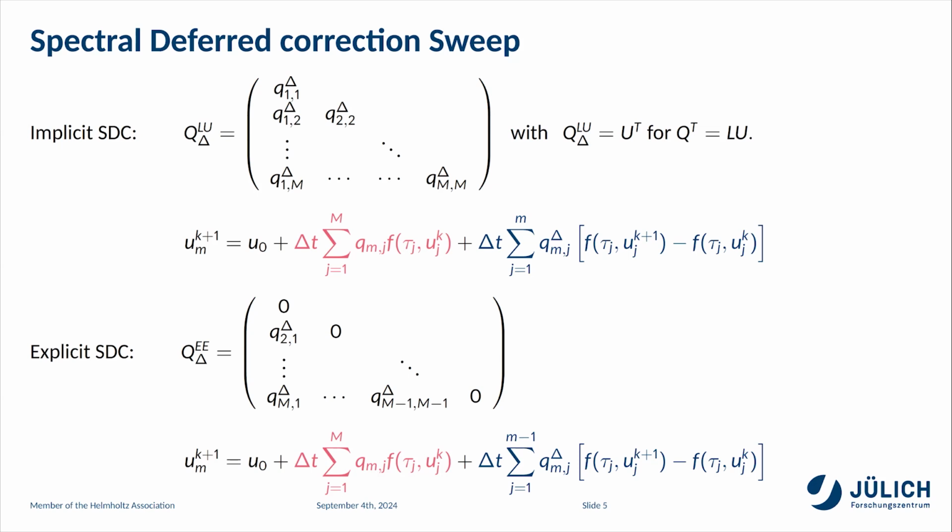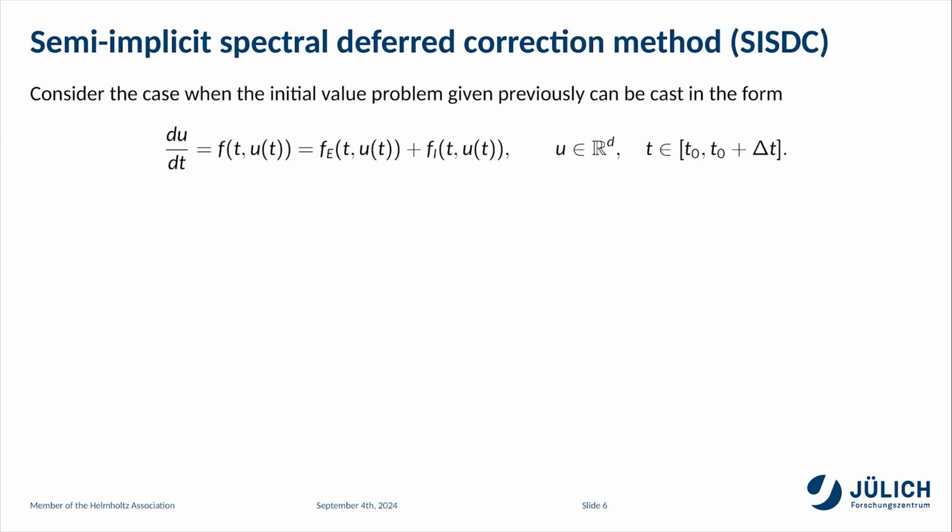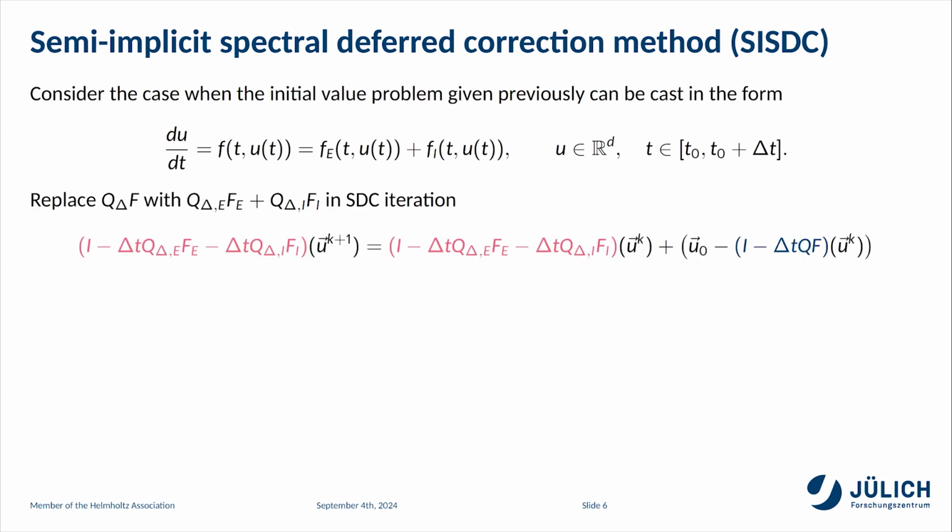Now, what is next? We can combine the implicit and explicit to do an IMEX SDC method. So when our equation has two parts, one part that is stiff and the other part that is not stiff, we can use IMEX SDC.